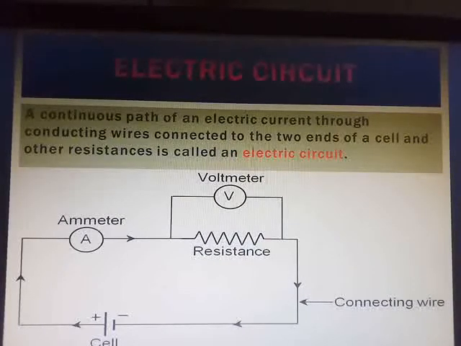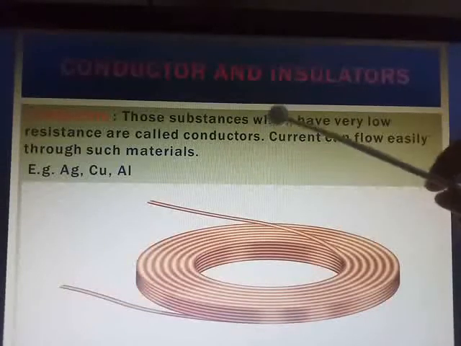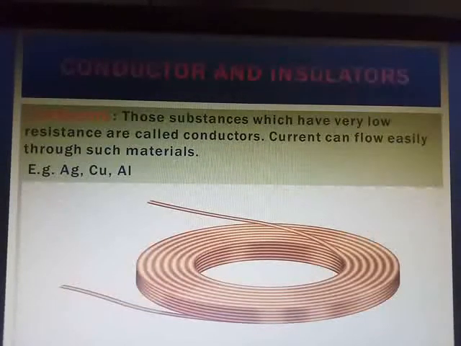Our next topic is conductors and insulators. You all know the word conductor. Conductor means the one which conducts electric current, allowing flow of electric current through it. So how can you define conductors? Those substances which have very low resistance are called conductors. As they have very low resistance, current can easily flow through such materials.